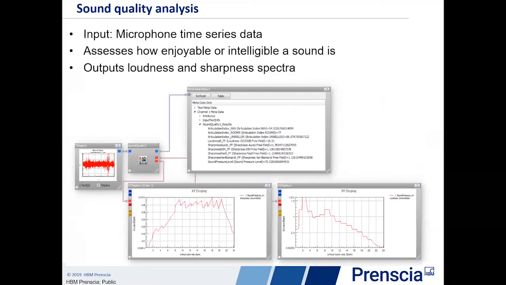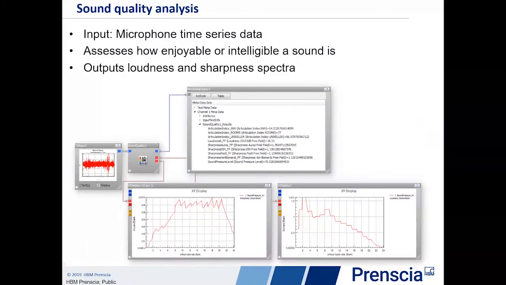Sound quality analysis, the concept we talked about at the beginning of this presentation. Remember, we as human beings have prejudices and preconceived ideas on how we will evaluate and judge some component, and that's the notion of sound quality. So here we have time signals on the left side. It could be a signal from a microphone, just raw time series data. And the purpose of sound quality is to tell you, okay, we have this raw data, but how enjoyable or how intelligible is that sound? So this is really perception.